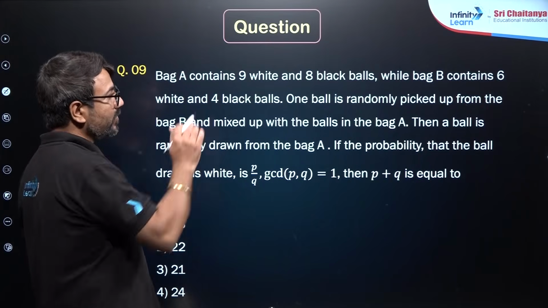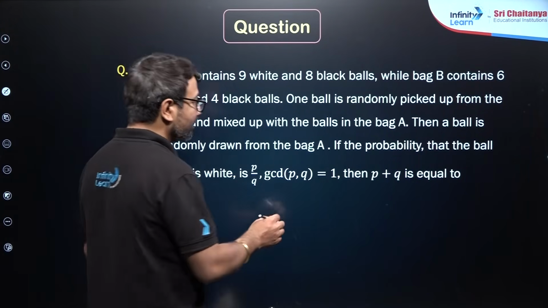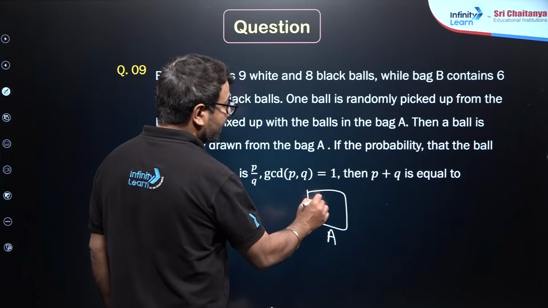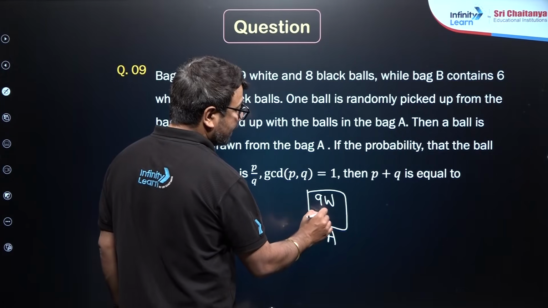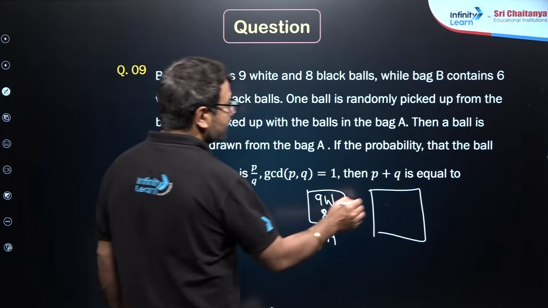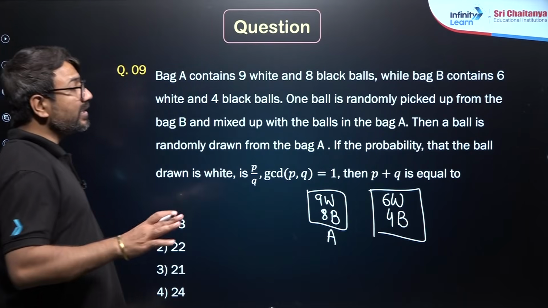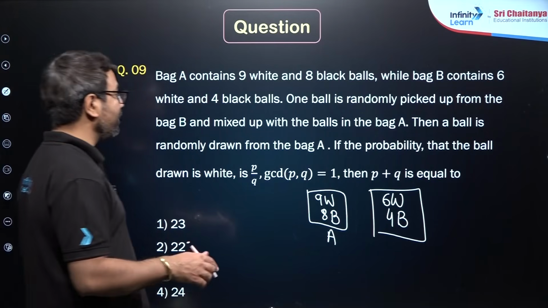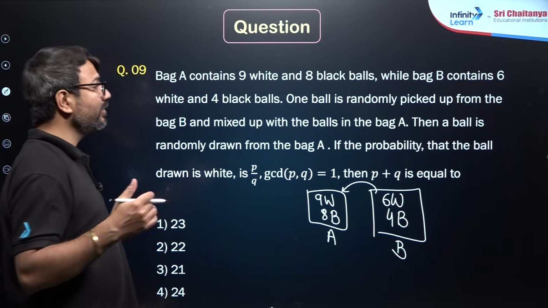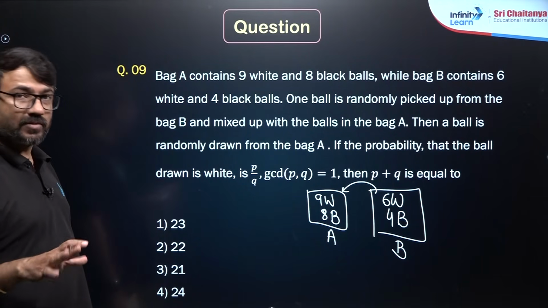There are two bags, one bag A while the other bag B. One ball is randomly picked up. So let's say this is a bag A having 9 white balls and then having 8 black balls. Another bag B contains 6 white balls and then 4 black balls. One ball is randomly picked up from the bag B and mixed up in the bag A, and then the ball from the bag A is picked up. Find the probability that the drawn ball is white.